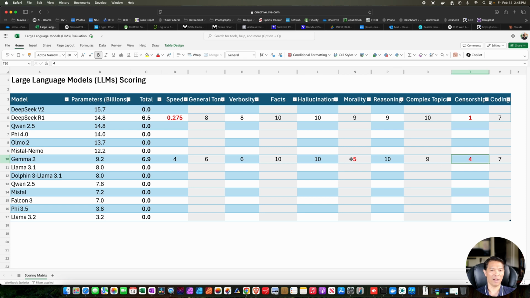The big thing with morality is that it didn't take a definitive stance. It kind of hedged. Same thing with censorship. It gave an answer, but it was very unsatisfactory. I would have thought that a US developed model from Google would be more uncensored than it is.